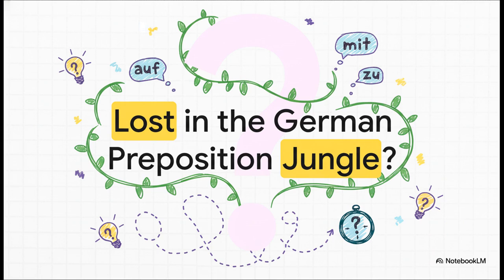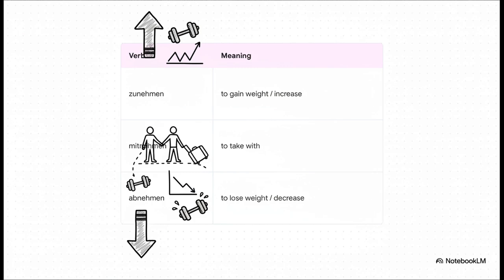You ever feel like you're just lost in a jungle of German prepositions? You're staring at words like auf, mit, and zu, and you're just like, what are the rules here? If that's you, trust me, you are so not alone. This is a classic trip up for pretty much everyone. And look at this. This is a perfect example of why these little words are so powerful. When they act as prefixes, these tiny words can totally flip the meaning of a verb.